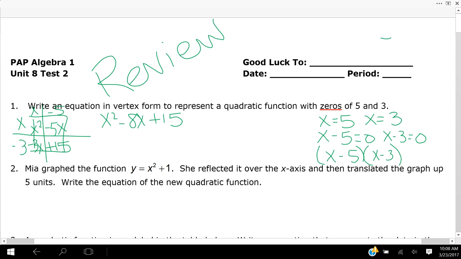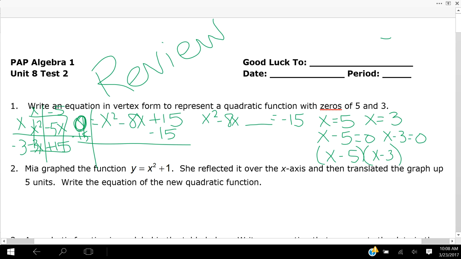That is not vertex form. That is standard form. To change it to vertex form, you have to complete the square. So what I do is I set this equal to 0. I move my 15 over to the other side by subtracting 15 from both sides. I'm going to rewrite it kind of here in the middle. So what I have is x squared minus 8x, and then I'm going to put something here, equals negative 15.